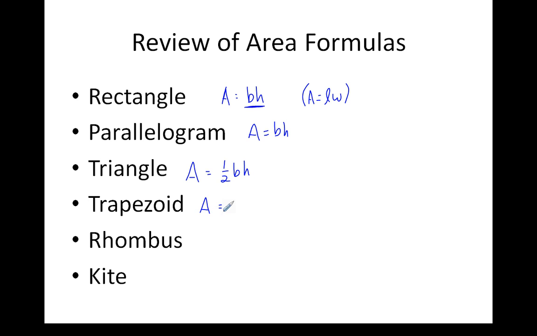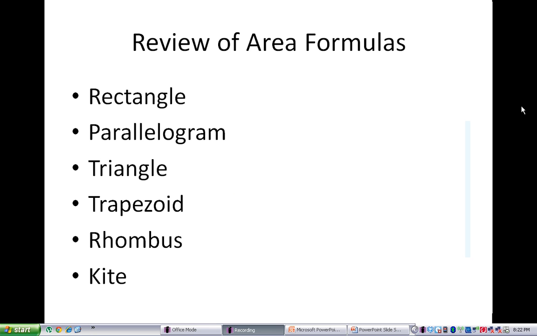For a trapezoid, we have 1/2 times the height times the sum of the two bases. For a rhombus, we use the diagonals, so the area is 1/2 times the product of the two diagonals. And for a kite, it's the same as a rhombus, so we have 1/2 times the product of the two diagonals.